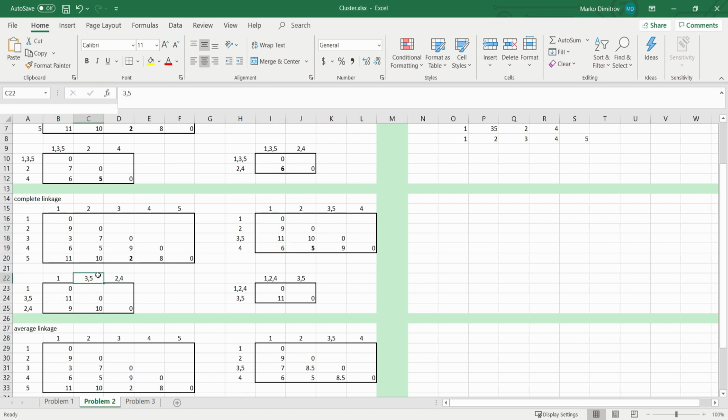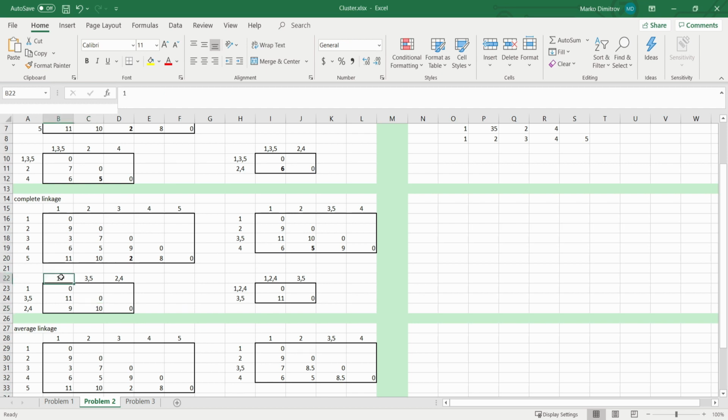Then we need to compute the maximum distance between clusters 3, 5 and 2, 4. Okay, so we have 3, 5, 2 and 3, 5, 4. Let's see. 3, 5, 2 is 10 and 3, 5, 4 is 9. What is the maximum between those two? It is 10. So the maximum distance between those two is 10.